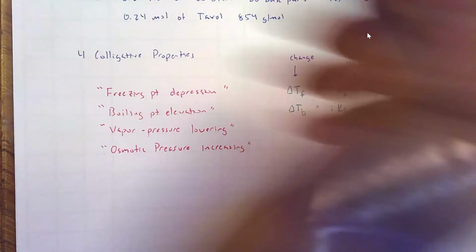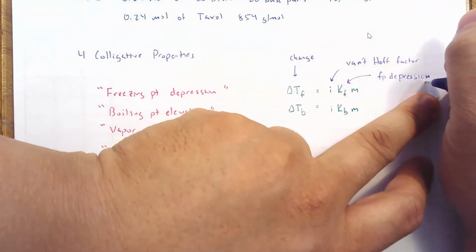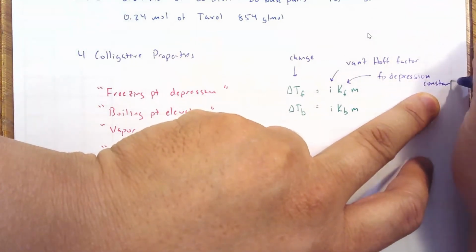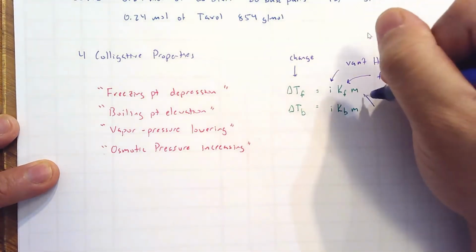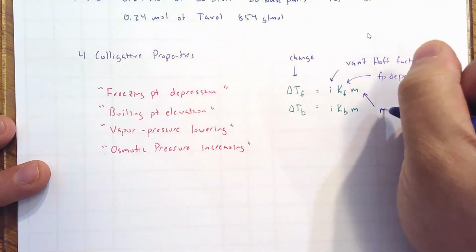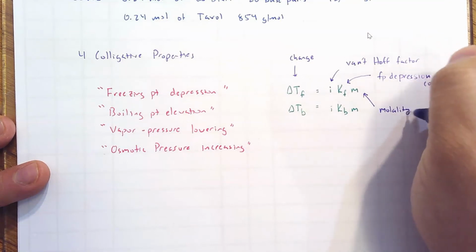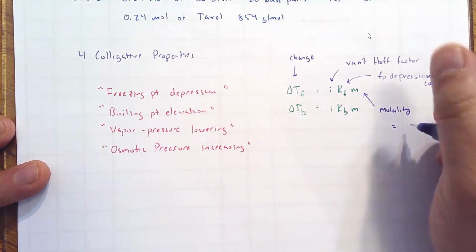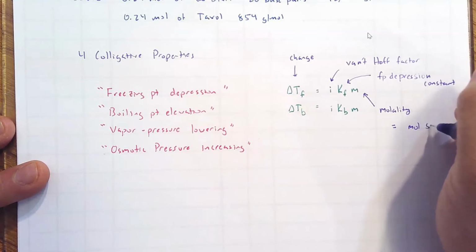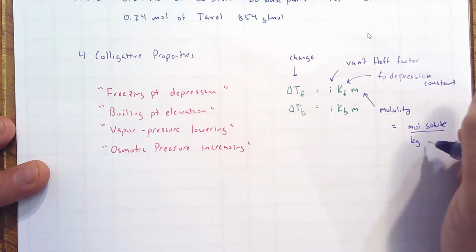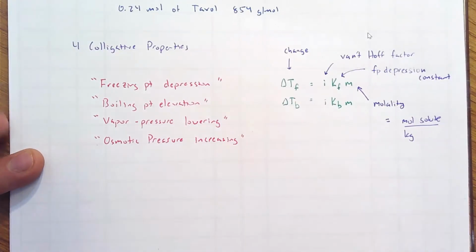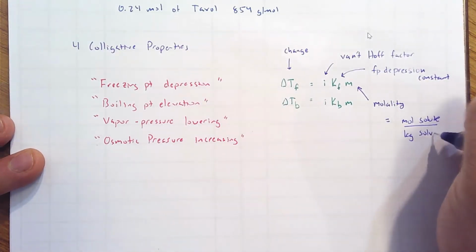Come on, ink. Okay, that worked. And then M. M, you've got to be careful. That is molality, and that equals moles of solute divided by kilograms of, not of the solution, kilograms of just the solvent.